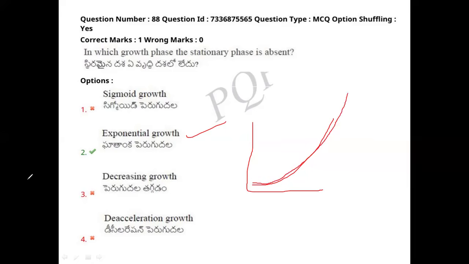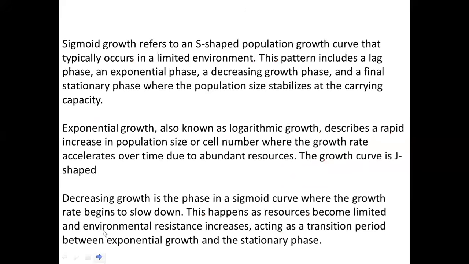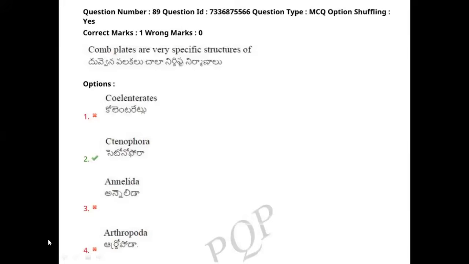Done? So this is your option. I've given you the explanation also, so take a look. Exponential growth is also called logarithmic growth. Decreasing growth means it will slowly go down. Sigmoid growth is S-shaped, so it has the lag phase, exponential phase, decreasing phase, and stationary phase. Then next.